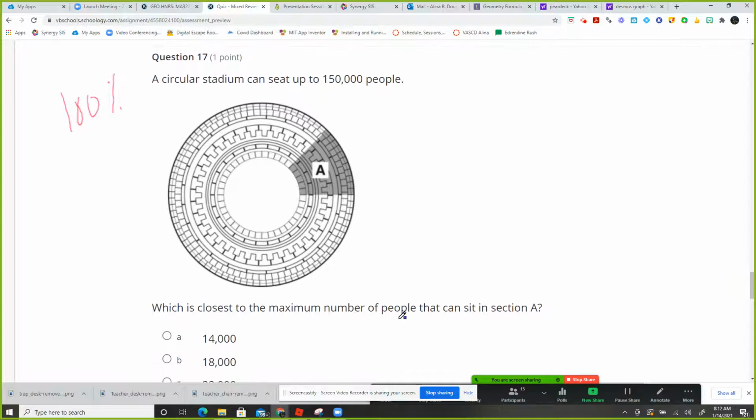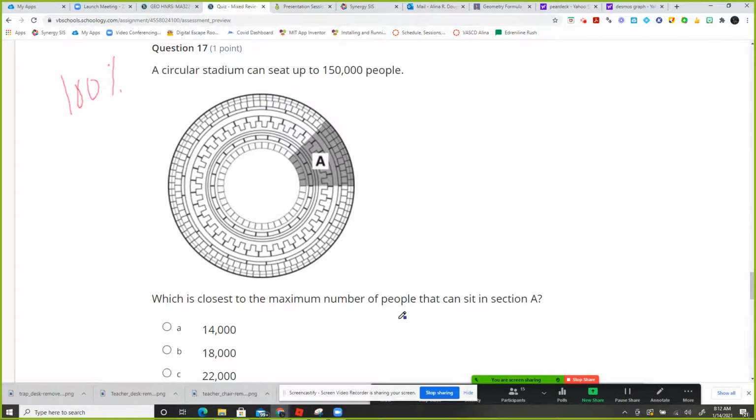I think question number 17 is kind of a tough question. If you answered this correctly, how did you do it? If the whole stadium seats 150,000 people, how did you know what this little piece said?